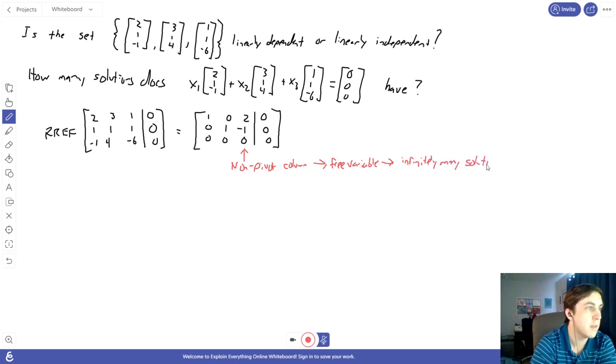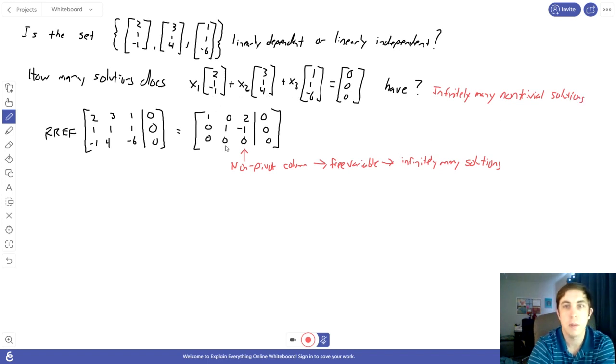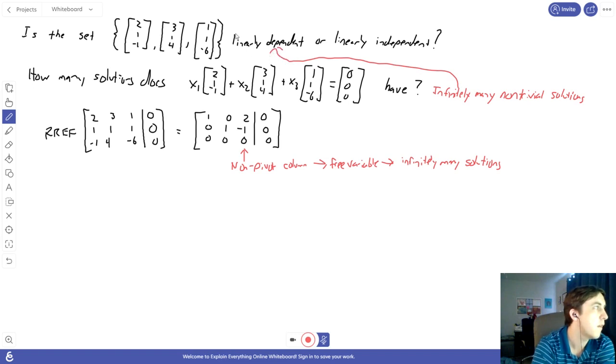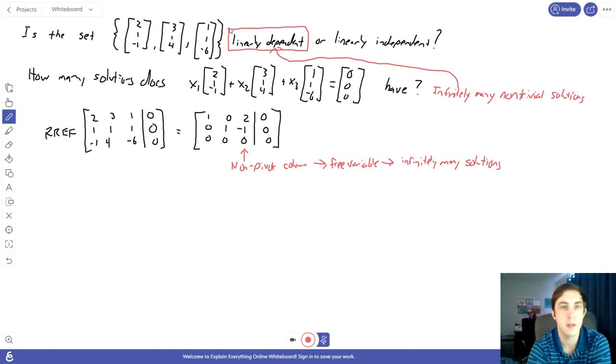So in particular, if I have infinitely many solutions, I have non-trivial solutions. If I have non-trivial solutions, so infinitely many non-trivial solutions, that means I'm going to have one where one of these three terms is non-zero, and then I'll be able to solve for that vector in terms of the other ones. So infinitely many non-trivial solutions tells us that we can build one of these three vectors out of the other two. So they are linearly dependent.